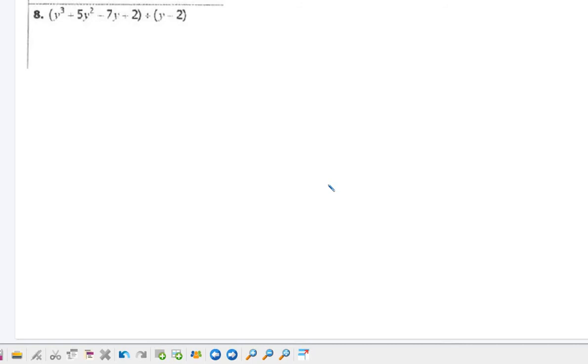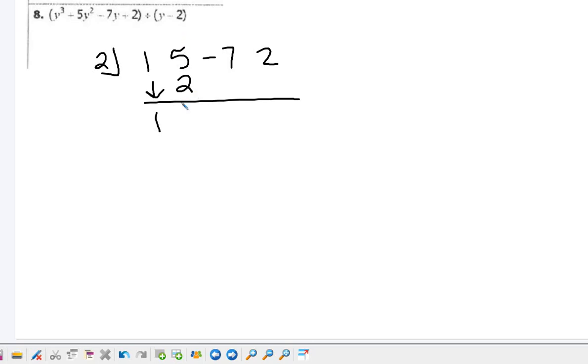Number 8. So I'm going to do my box. The opposite goes into my box, 2. Coefficients across the top. So 1, 5, negative 7, positive 2. Drop the first term. Multiply. 2 times 1 is 2. Add 7. Multiply 14. Add 7. Multiply 14. Add 16. The last number is always your remainder.